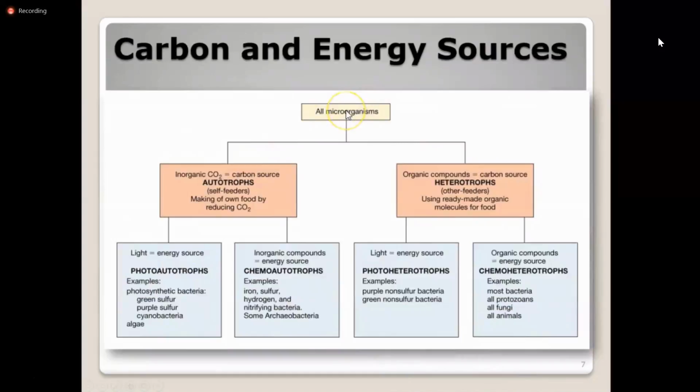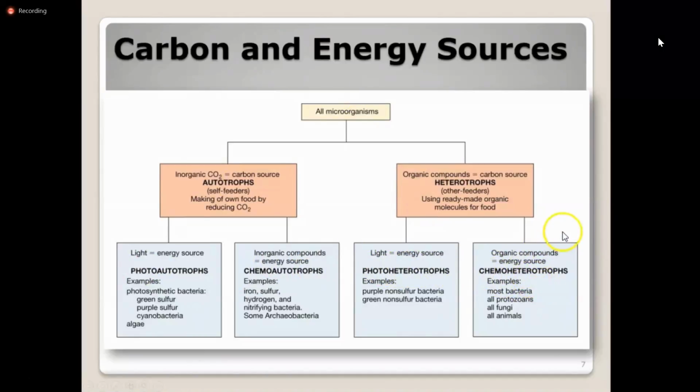So if you want to take a look at the whole big scheme of things with microorganisms, we can break them up into either autotrophs or heterotrophs, and that's breaking them up by the carbon source, either inorganic or organic. And then you can add to it whether they're using light as an energy source or if they're using chemical compounds as their energy source. So we do have photoautotrophs, chemoautotrophs, photoheterotrophs, and chemoheterotrophs.